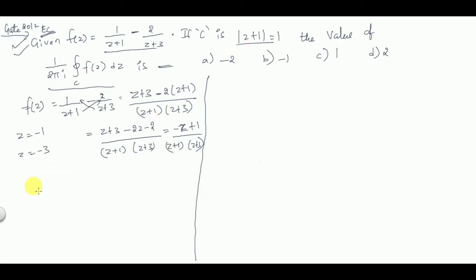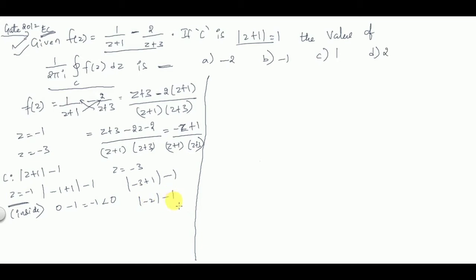So the given contour is modulus of z plus 1 minus 1. If you take z is equal to minus 1, what will be minus 1 plus 1 minus 1? This is 0 minus 1, so this is minus 1, which is less than 0. So z is equal to minus 1 is inside. Similarly, if you take z is equal to minus 3, it will be modulus of minus 3 plus 1 minus 1. Minus 3 plus 1 is minus 2, the modulus of minus 2 is 2, 2 minus 1 is equal to 1, which is greater than 0. So this is outside the contour.